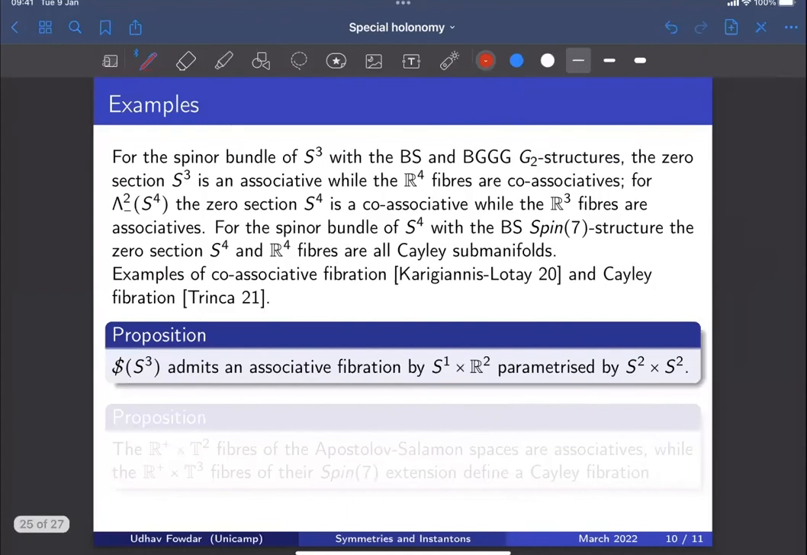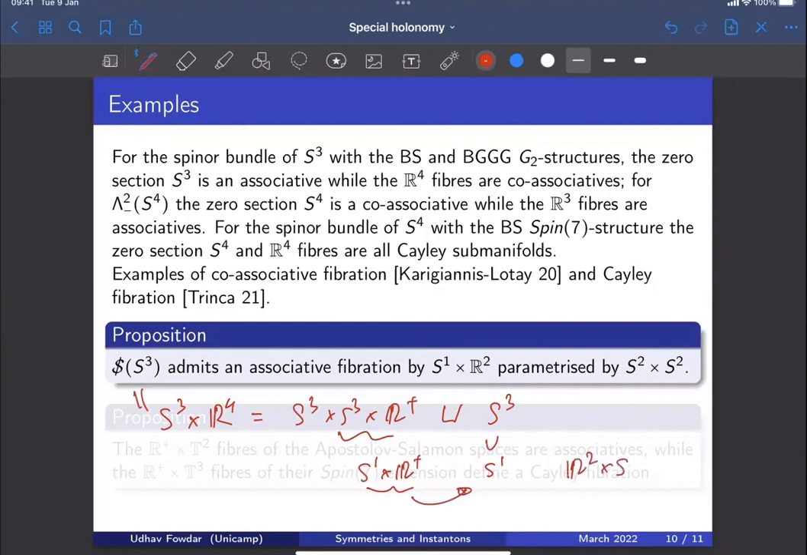Let me mention some examples of associative fibrations on the spinor bundle of S3, which, to the best of my knowledge, I haven't seen written down anywhere. The spinor bundle of S3 admits an associative fibration by S1 cross R2, which is parameterized by S2 plus S2. One slick way of saying this is to remember that the spinor bundle of S3 is topologically just S3 cross R4, which essentially you can think of as S3 cross R plus, and you join to that the zero section, which is the S3 itself. You can pick an S1 inside the S3 fiber and cross that with R plus, and then this will extend smoothly to the zero section to define an R2 cross S1 fiber, which is exactly the associative fibration here. And these are parameterized by a choice of a point in S2 plus S2.